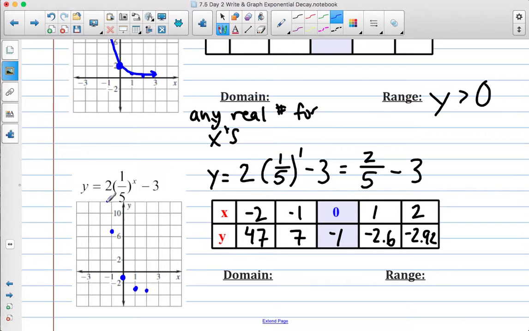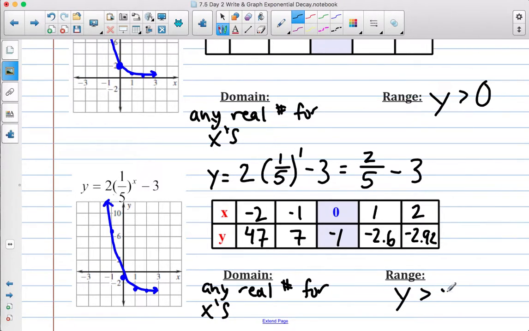What I want you to notice, though, is what happened. It moved our whole graph down by 3. So my domain didn't change. My domain, I can still pick any real number for my x's, but my range certainly changed. Because it dropped all these down by 3, now my range isn't y greater than 0. My range is going to be any y value bigger than negative 3, since it dropped everything down by 3.